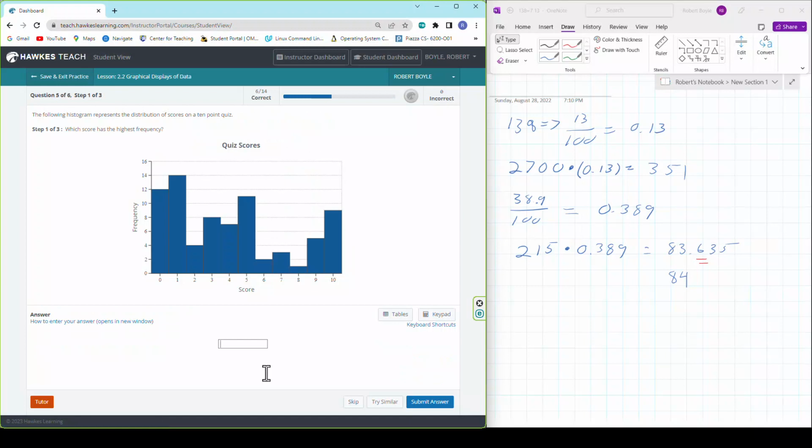Okay, so we only have 2 questions left. The following histogram represents the distribution of scores on a 10-point quiz. Which score has the highest frequency? So remember down here, these in the x-axis are the scores. Since we are looking for the score with the highest frequency, we are looking for the score with the largest bar height. There it is. The bar height here is 14. They don't want 14. They want the score. That score happens to be 1.